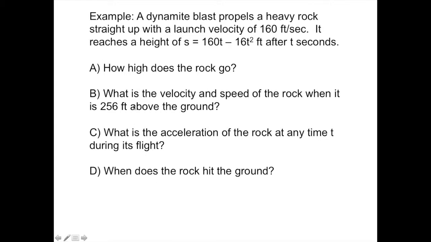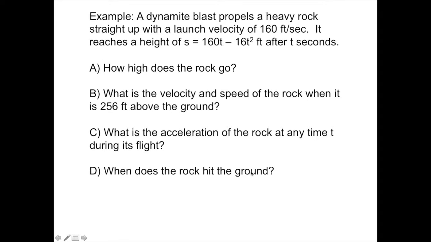The next example is a projectile motion example. So we have some dynamite blast propels a heavy rock straight upward. It launches it at 160 feet per second. It reaches a height that follows the basic rule of 160t minus 16t squared after t seconds. So it says, how high does the rock go? And then what is the velocity and the speed of the rock when it is 256 feet above the ground? What is the acceleration of the rock at any time t during its flight? And when does the rock hit the ground?